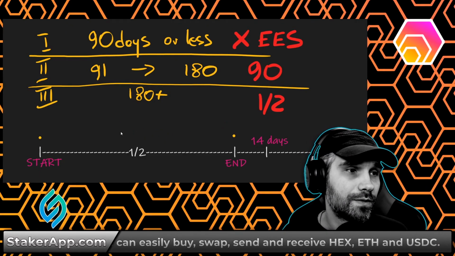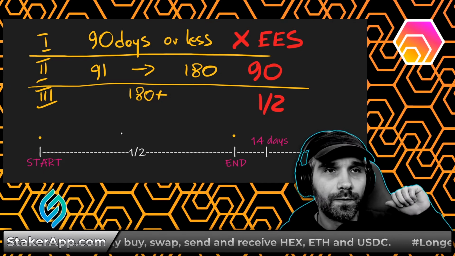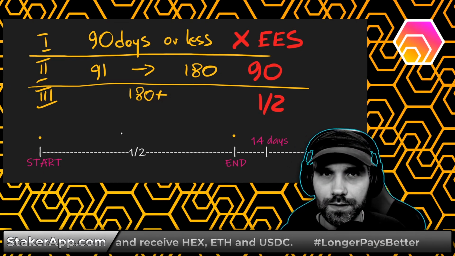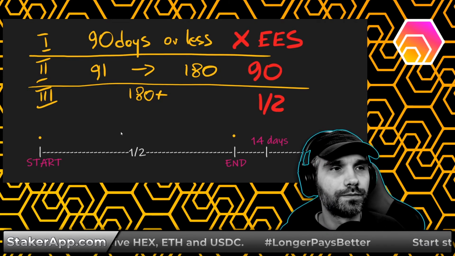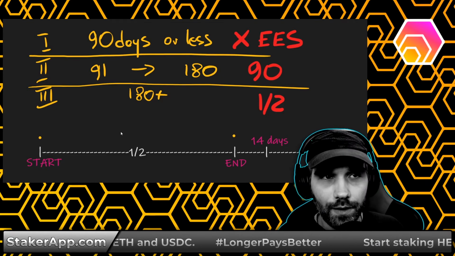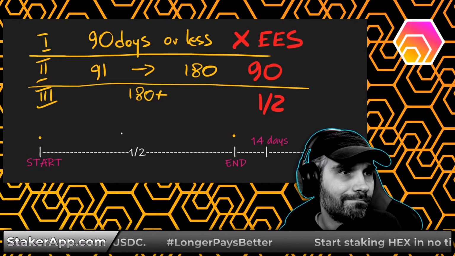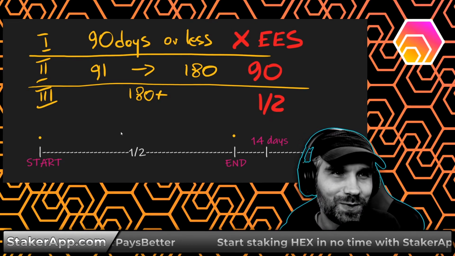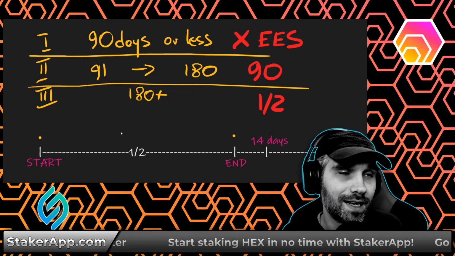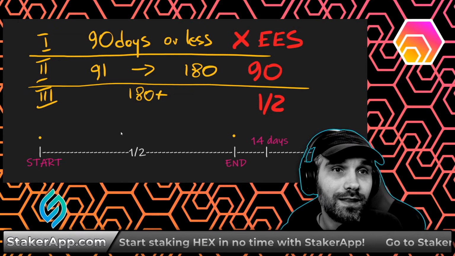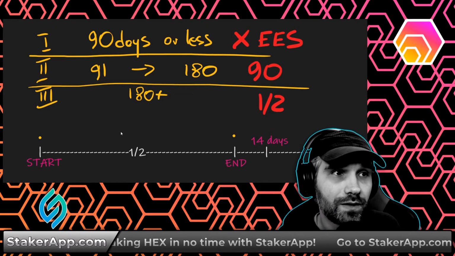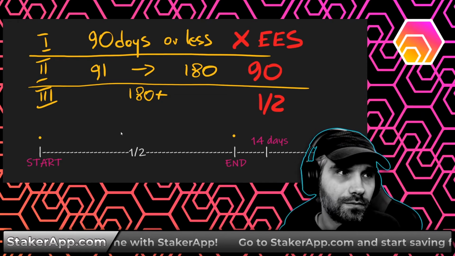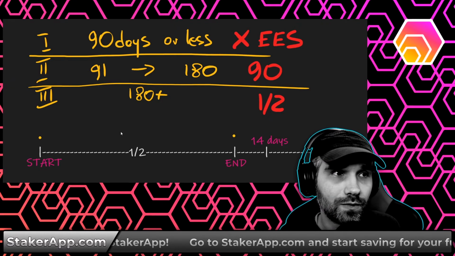So just to reiterate, first category, 90 days or less. If you emergency end stake this one, you will lose some of your principal. Second category, anywhere between 91 days and 180 days. In that category of a stake, you need to wait for 90 days for your principal to be safe.